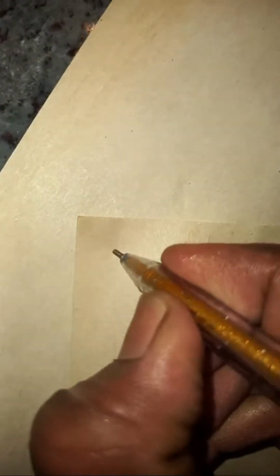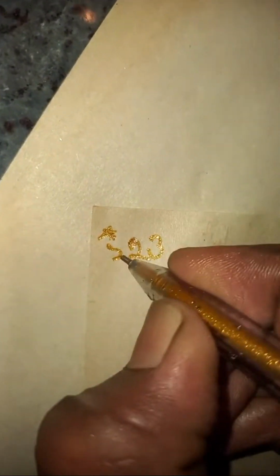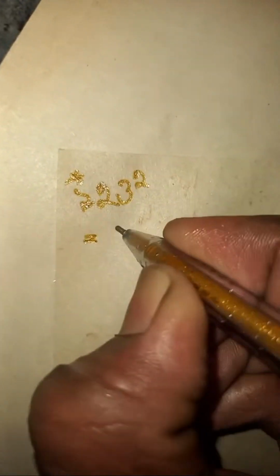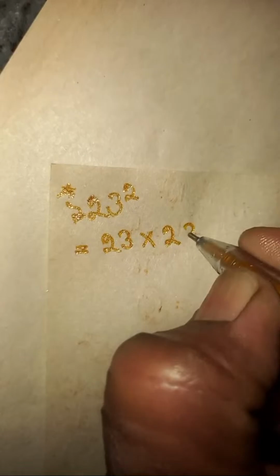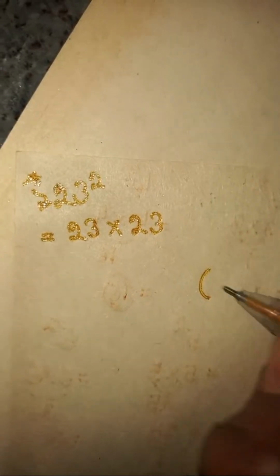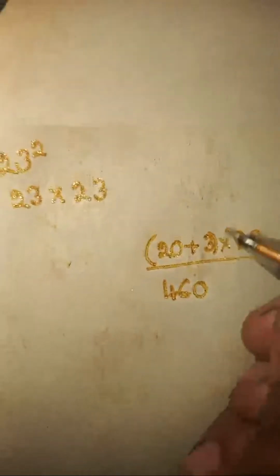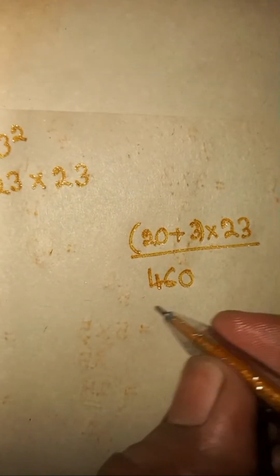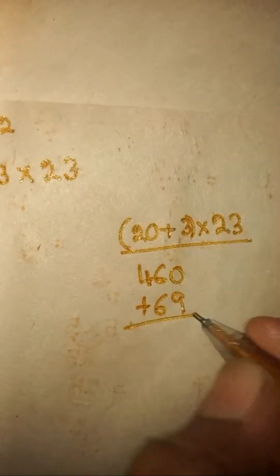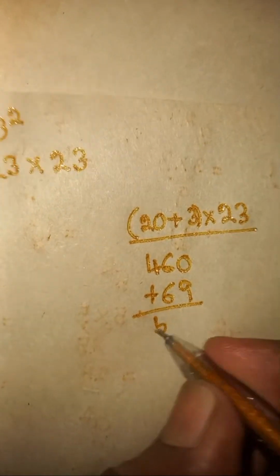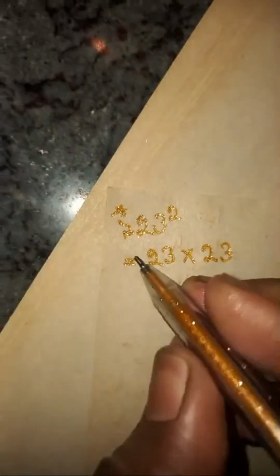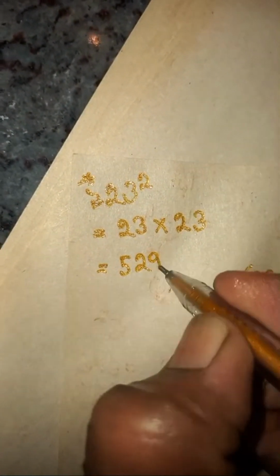Let's find out the value of 23 square. Here 23 square can be written as 23 times 23. And here you can write it as 20 plus 3, this 23, and another 23 remains like this. 23 times 2 is 46. 0 comes with it to become 460. 23 times 3 is going to become 69. 460 plus 69 is going to become 529. So this one is equal to 529.